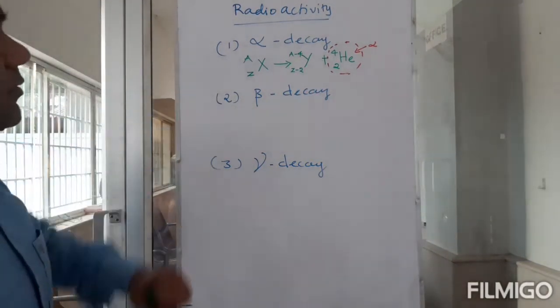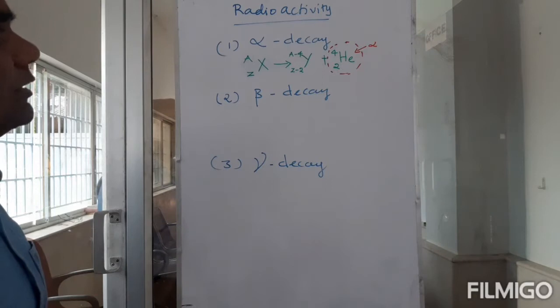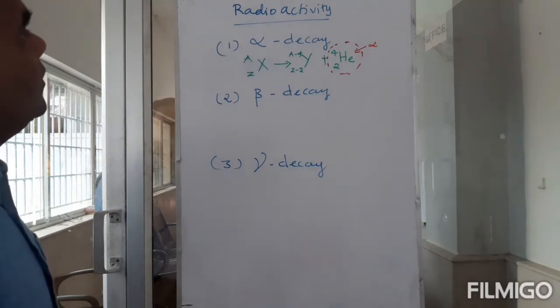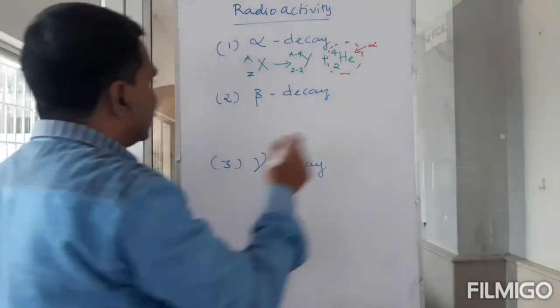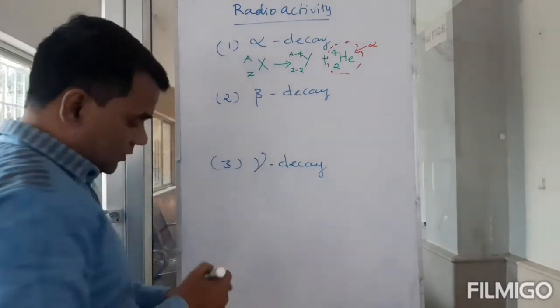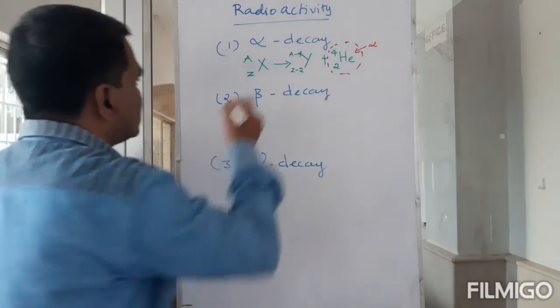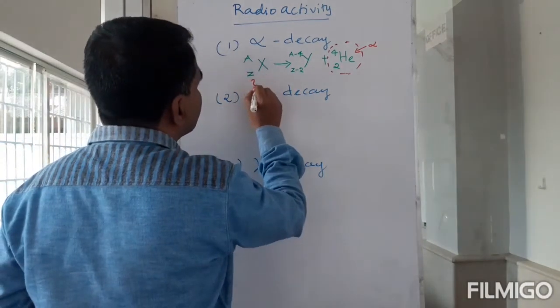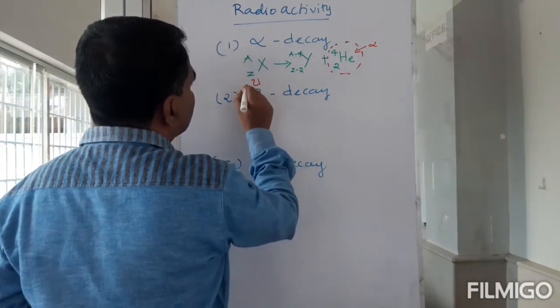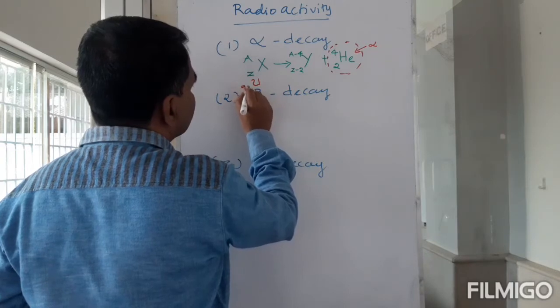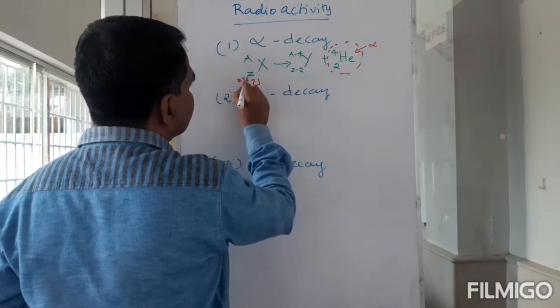So an example I can give is this. Example is uranium-238. So I'll use a different color now. I'll do that. So uranium-238. So uranium, which is 92, and then this is 238.